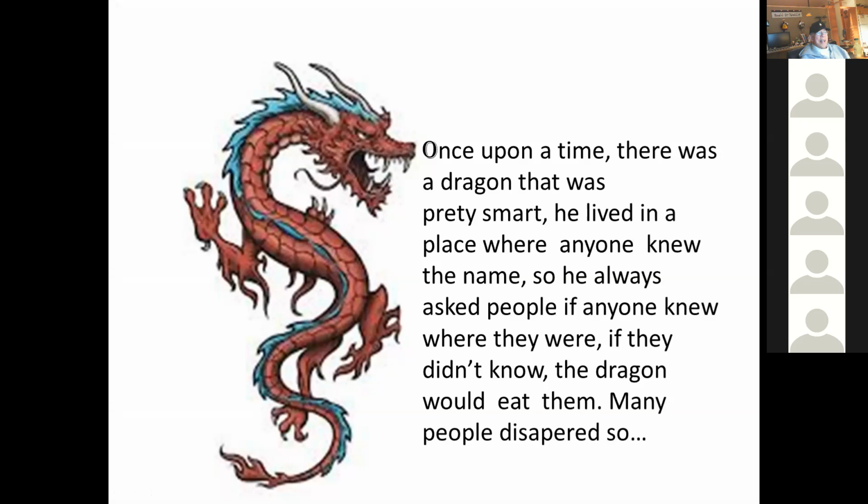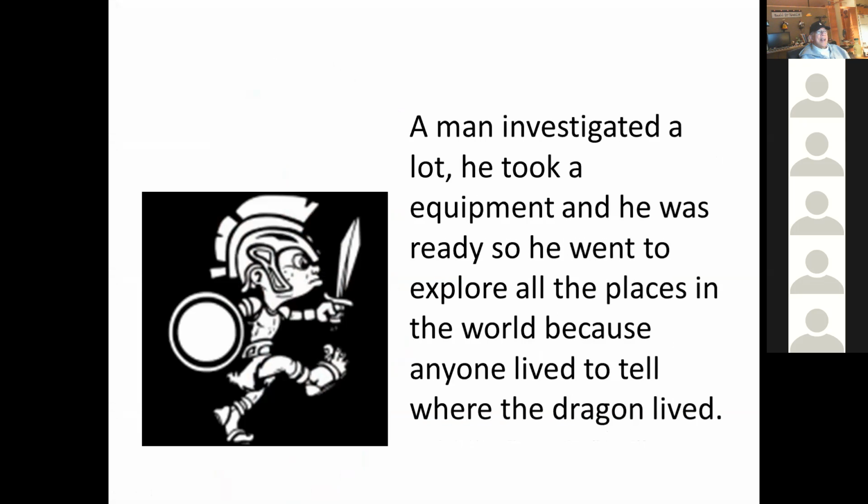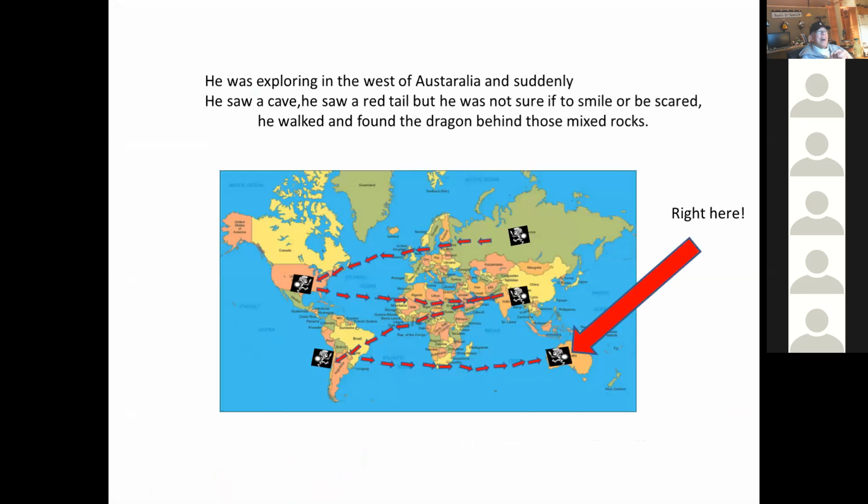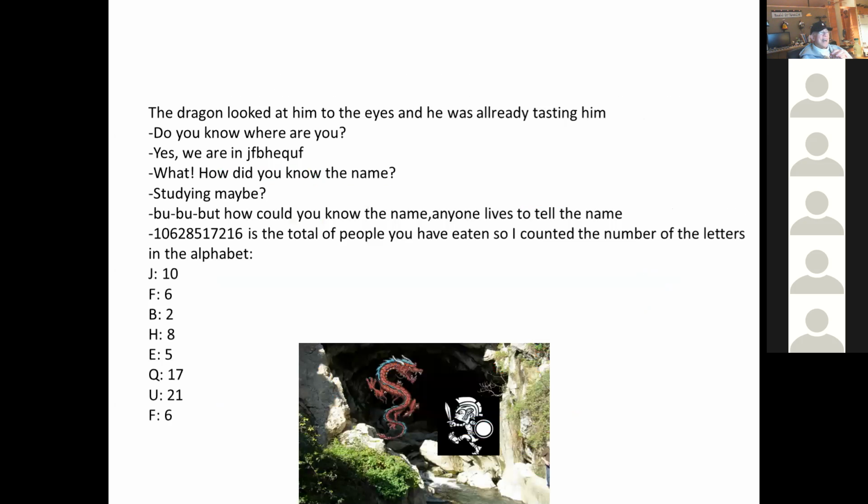Many people disappeared, so a man investigated a lot. He took equipment and he was ready, so he went to explore all the places in the world because anyone lived to tell where the dragon lived. He was exploring in the west of Australia when suddenly he saw a cave. He saw a red tail, but he was not sure whether to smile or be scared. He walked and found the dragon behind those mixed rocks. The dragon looked at him in the eyes. He was already tasting him.